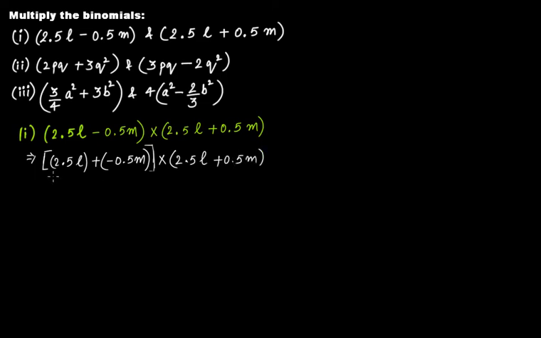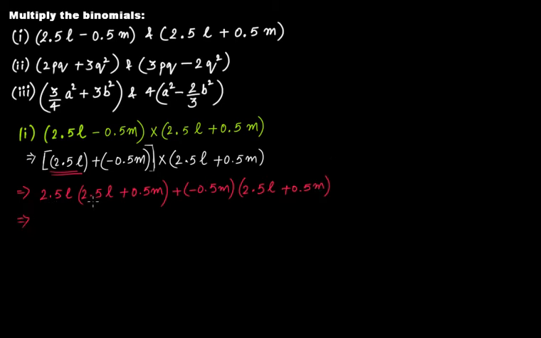0.5M. Now you will take this 2.5L and multiply by 2.5L plus 0.5M. Then this plus sign here, you have minus 0.5M, and then you have 2.5L plus 0.5M.